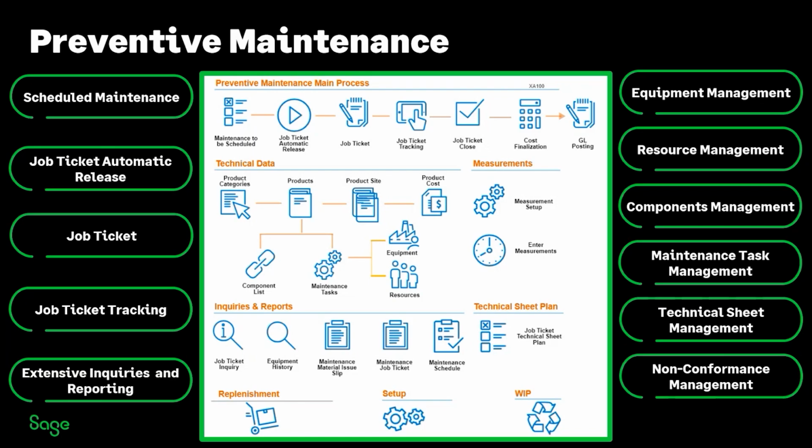Then you have the measurement setup. This is where you go and you set up your different equipment that you're going to be doing any meter reading on, so that job tickets can be triggered. Then you do your entering of the measurements for those types of equipment, but it's not really mandatory. So with what you've just seen, let's just go to the next.